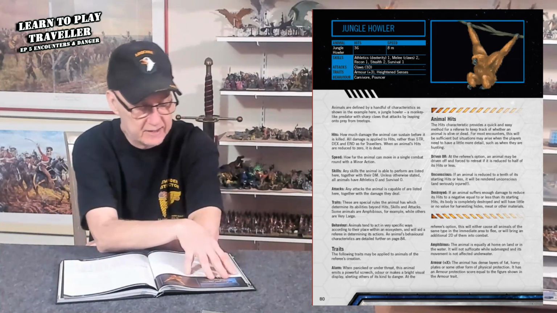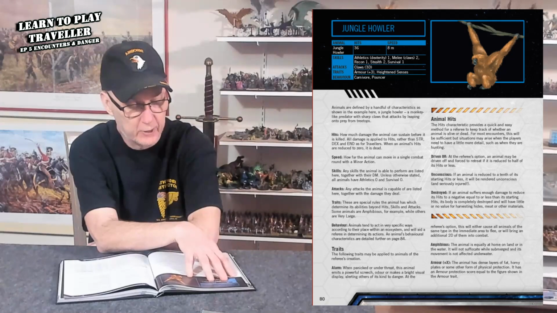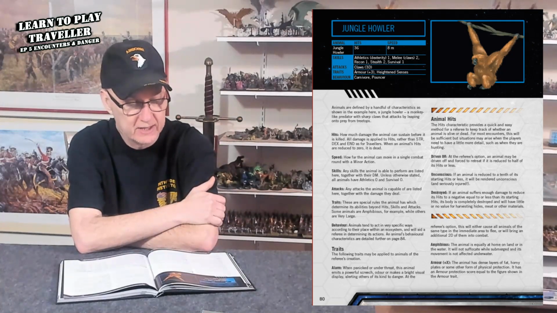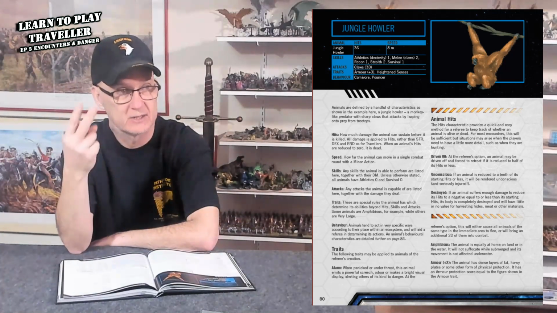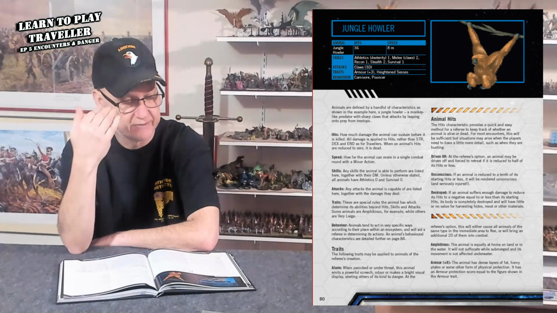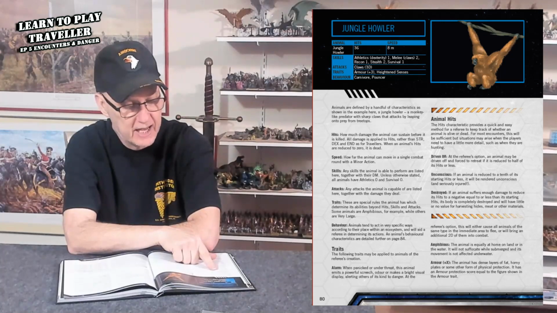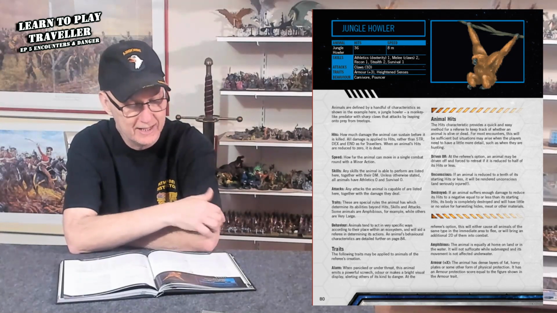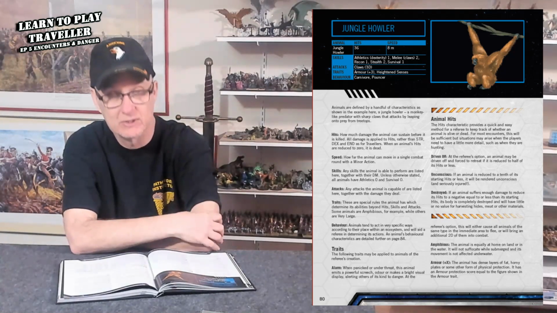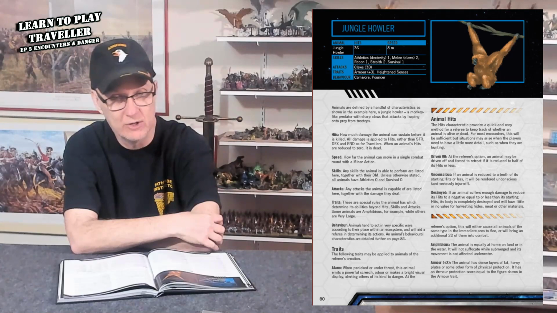It gives you a little bit of stats here. You see he's got 36 hits. Notice it doesn't give strength, dex, and endurance. It gives hits: as much damage as the animal can sustain before it's killed. All damage is applied to hits rather than strength, dex, or endurance. When an animal's hits is reduced to 0, it's dead. So animals don't go unconscious, right? You don't knock animals out.